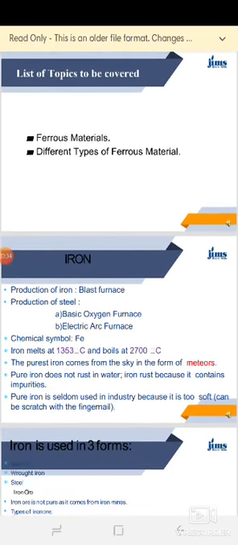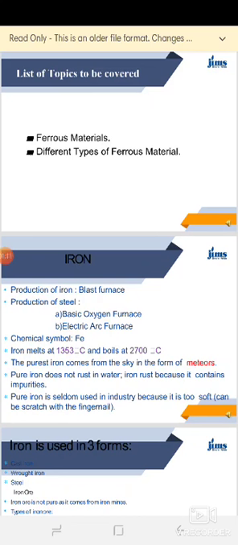Okay, first of all we have iron. How is it produced? Production of iron is with the help of a blast furnace. Production of steel is with a basic oxygen furnace or electric arc furnace. The chemical symbol is Fe. Its melting temperature is 1353 degrees centigrade and it boils at a temperature of 2700 degrees centigrade. The purest form of iron comes from the sky in the form of meteors.